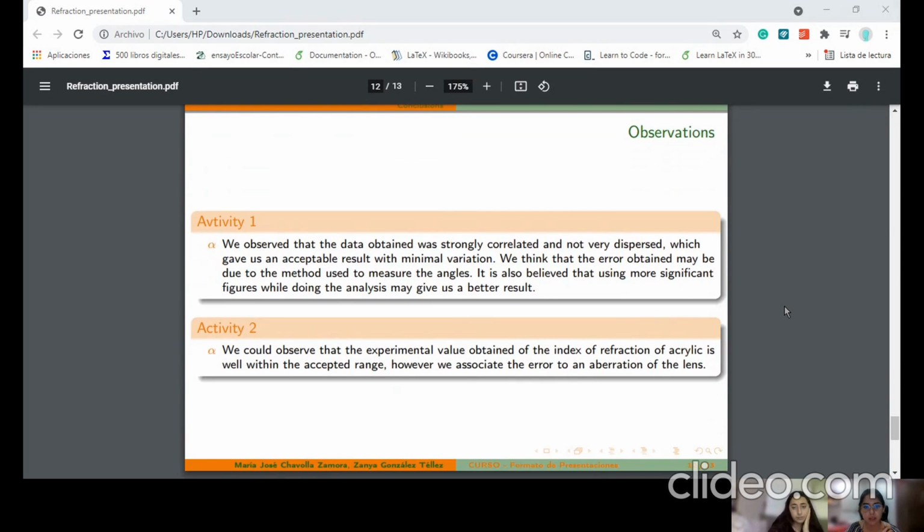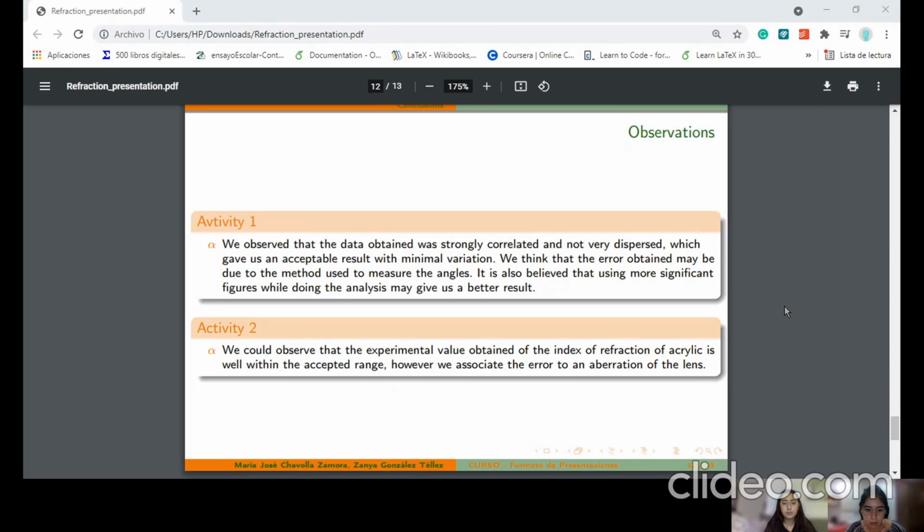So for activity 1, we observed that the data obtained was extremely correlated, and we also saw in the graph that the points were not very dispersed. This gave us an acceptable result with minimal variation. We think that the error obtained could be due to human error, but we also believe that maybe if we had used more significant figures for the values of the sines of the angles while doing the analysis, we could have obtained a better result.